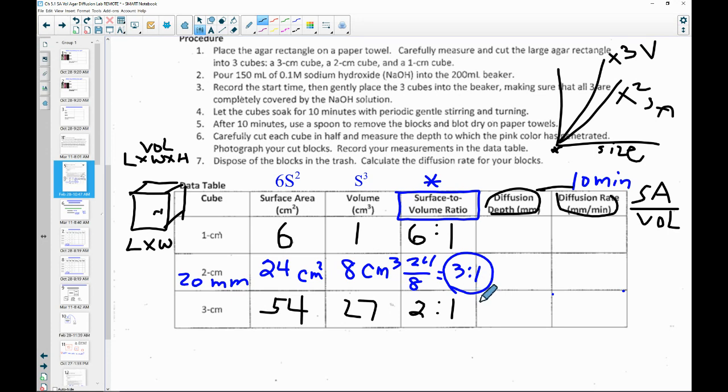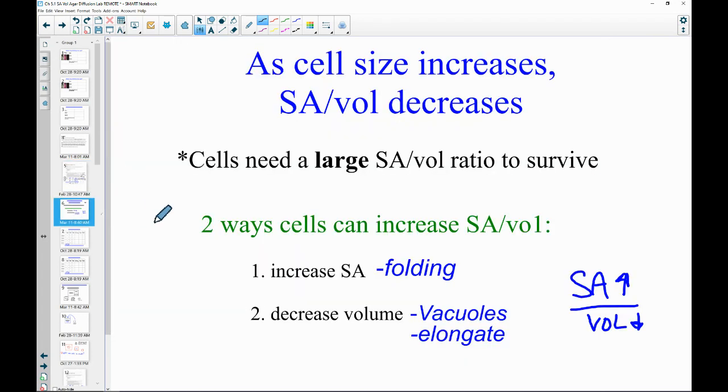This doesn't make the molecules themselves move any faster, but they have less volume to get across. And that means the materials are going to get in and out faster. It's a faster delivery. So the big idea here is cells need a large surface area to volume ratio because that means diffusion rate is fast. And there are two ways we talked about this yesterday: you can increase your surface area by folding, by stretching, by flattening, or you can decrease your volume. You can elongate, which will help decrease volume also. Putting in vacuoles or hollowing out the middle, those are all things that will change your ratio.